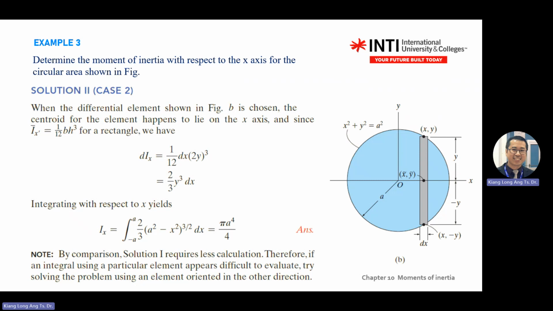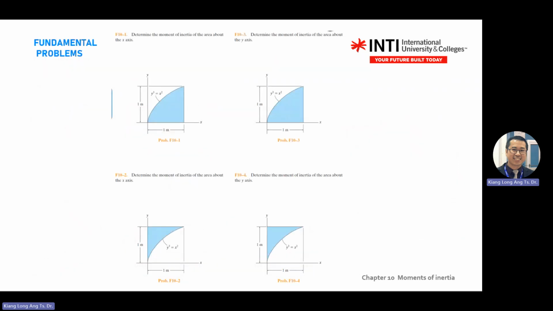By comparison, this is just a quick way. You have two solutions, solution 1 and solution 2. Solution 1 requires less calculation, so actually method 1 gives you faster calculation. Although solution 2 can also achieve the same answer, sometimes it's very difficult to find the centroid.